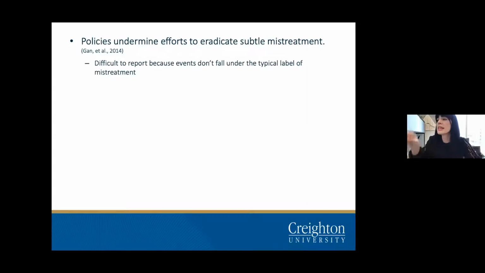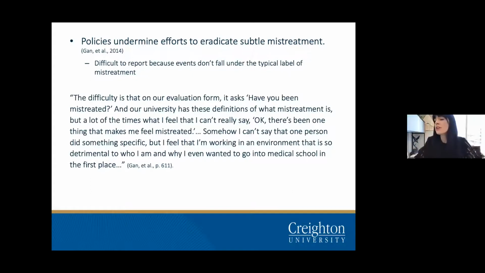That's because difficult-to-report events, those gray area events, don't fall under typical treatment, physical threats, right? Racial slurs. If it doesn't fall in those categories, then a student's like, I don't know if I should even report this. So the policy makes them feel like they can't report it because it wasn't listed out in the policy. This was from another research article that I found where they interviewed students.